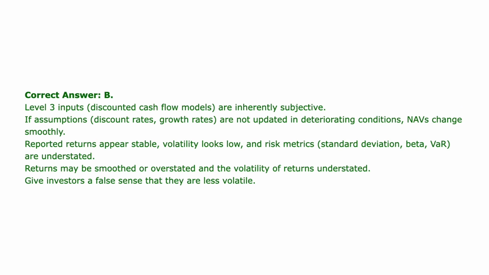Failure to update model inputs creates artificially smooth net asset values. Reported risk metrics such as standard deviation, beta, and VaR appear lower than true economic risk. Investors are misled into believing the portfolio is less volatile and less correlated with markets. Level 3 assets require scrutiny because valuations reflect estimates, not observable transactions.